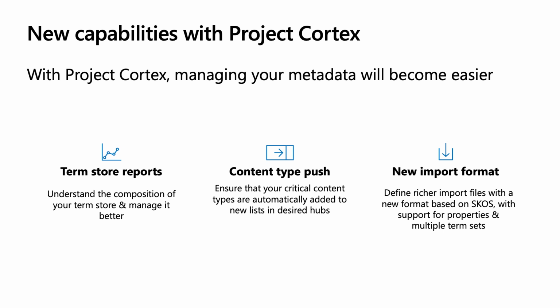The other feature is content type push, which allows you to choose specific content types that are available in your hub and enforce them on desired hubs and associated sites. So what that does is that it will make those content types automatically available to those hubs and associated sites, as well as add them to any new lists and libraries. And finally, there is a new import format for term sets that is based on an industry standard, SKOS, that supports richer import files and specification of properties. Let's take a look at these experiences.